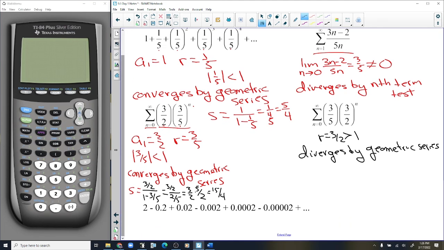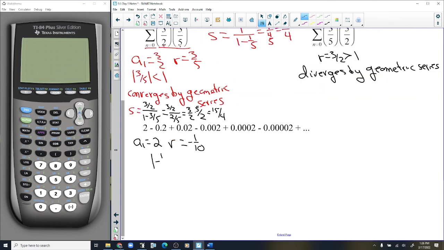And then on this one here, this is geometric. A sub 1 is 2. R is, well, what would R be on this one? What is it? Close. You're negative 1/10, right? Because it's alternating. So that's kind of tricky. But the absolute value of negative 1/10 is less than 1. That's where absolute value actually comes into play, when it's negative. So converges by geometric series.